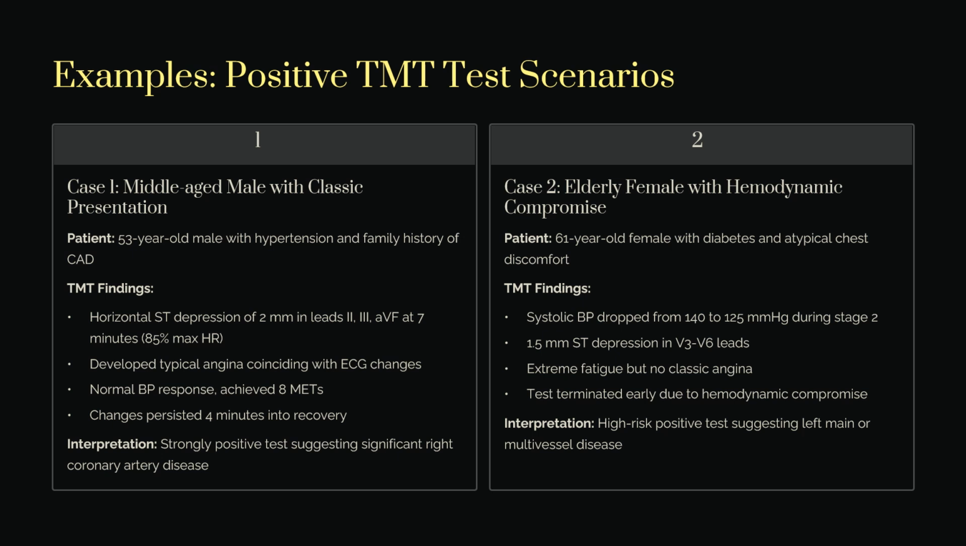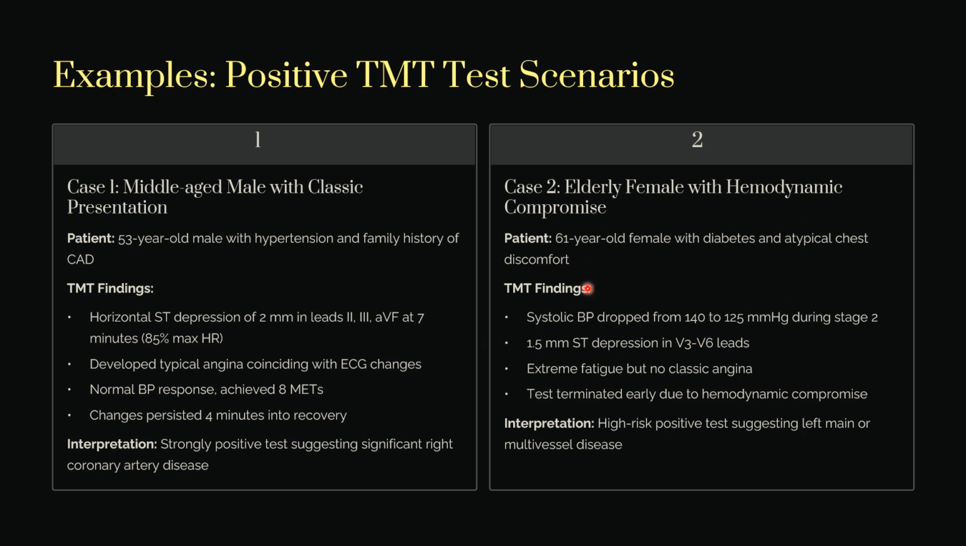So, a 53-year-old male with hypertension and family history of cardiovascular disease. What are the TMT findings in this case? The ST depression, angina, normal BP response, and changes persisted 4 minutes into recovery. So what should be the interpretation? Strongly positive test suggesting significant right coronary artery disease.